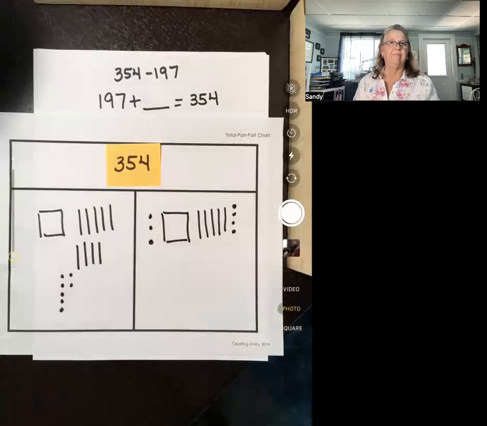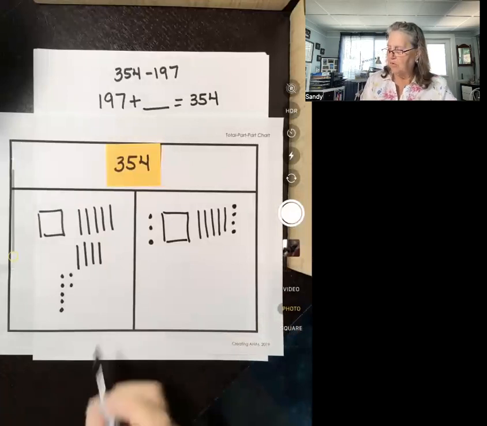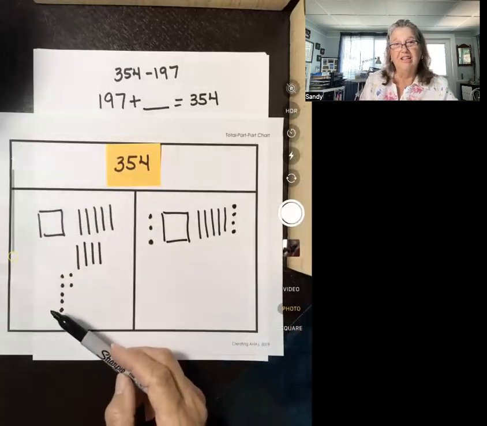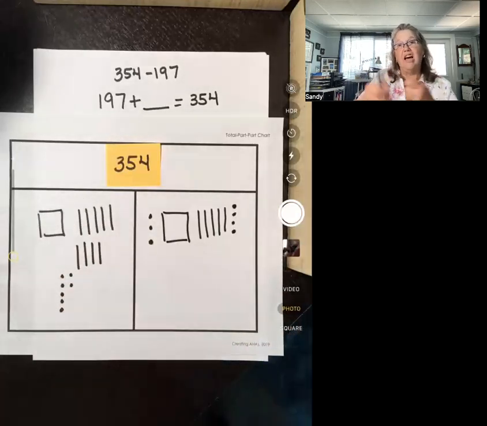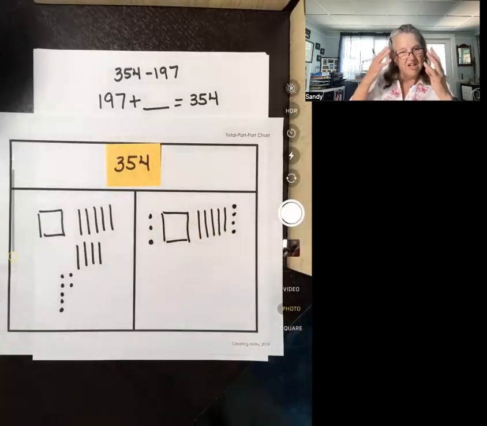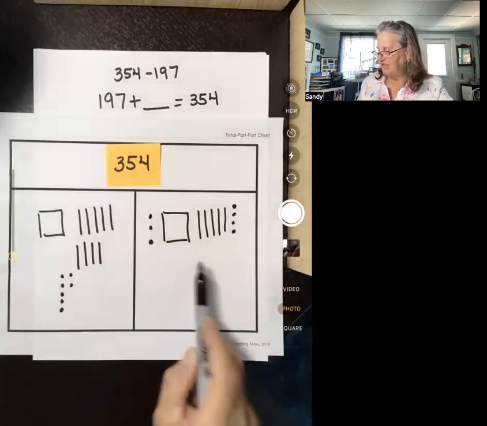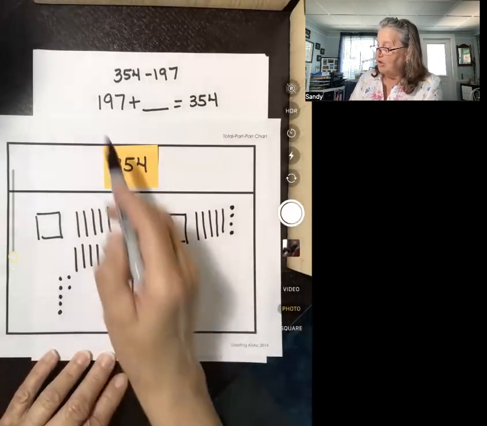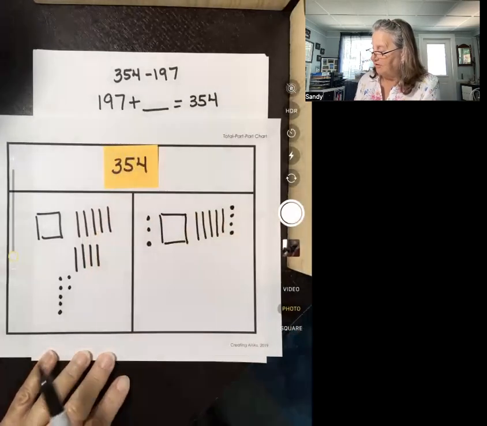Really what we're doing is modeling when you count back change, how that should look to count back change, right? You start with what it cost in a way, and then you count up until you get to the amount of money you were given. That's kind of the concept for counting back change. That's what we did here. What we found was, how many more than 197 is 354?